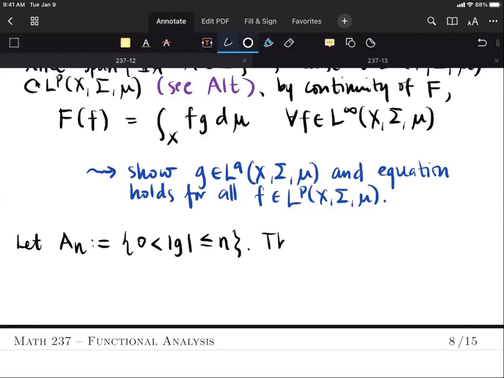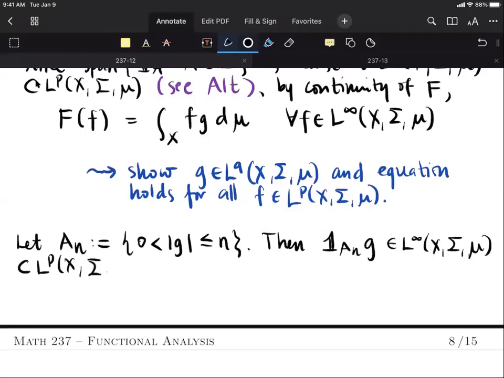Then you can see that if we cut off G, meaning we multiply by this characteristic function, so you ignore the values greater than n, and therefore this is in L infinity. This is again a subset of LP.